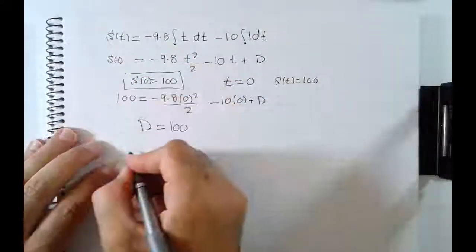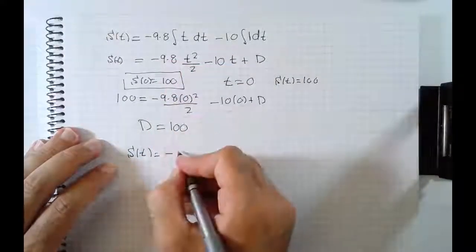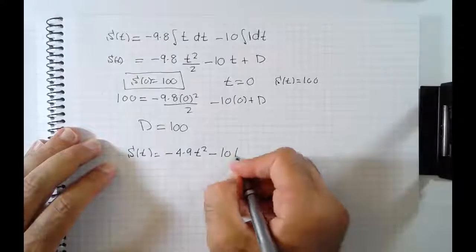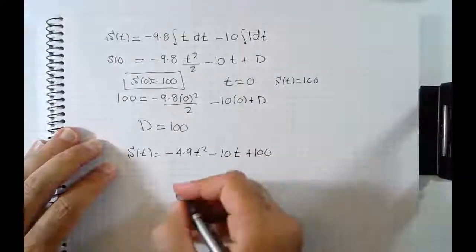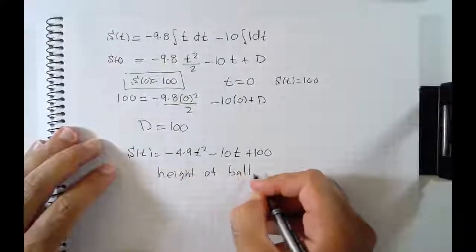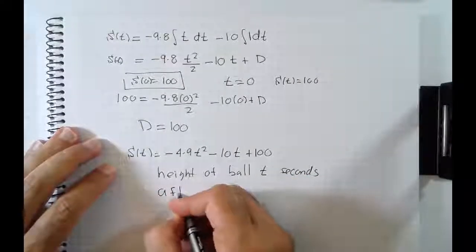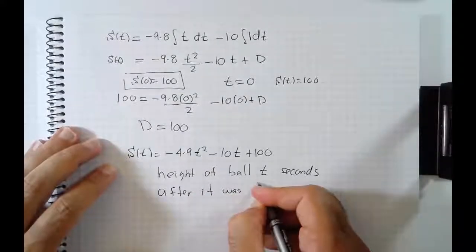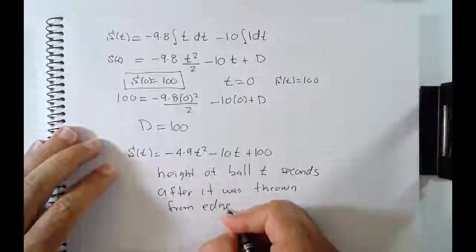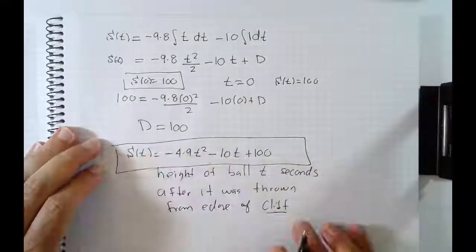If you put this back in, we get s of t is negative, and 9.8 divided by 2, that's 4.9 t squared minus 10t plus 100. This is the height of the ball t seconds after it was thrown from the edge of the cliff. This is the height function. Okay, thanks.